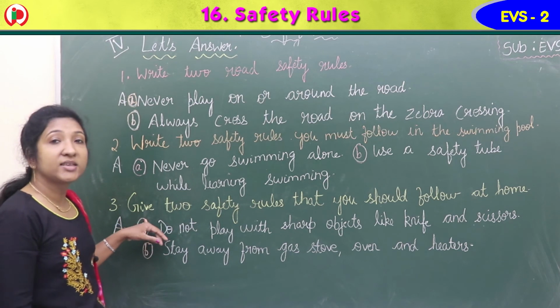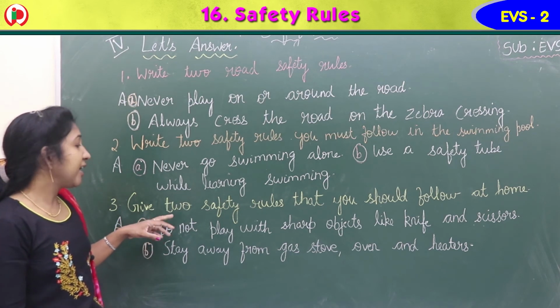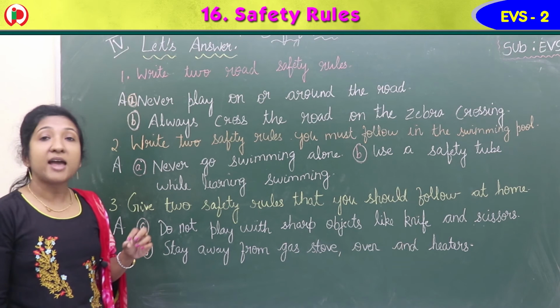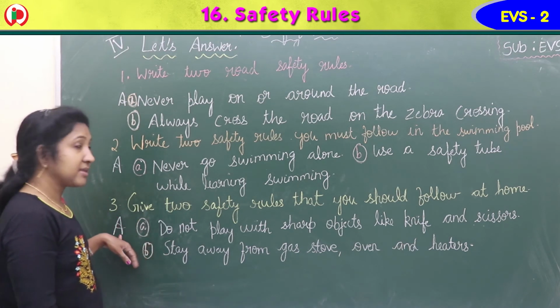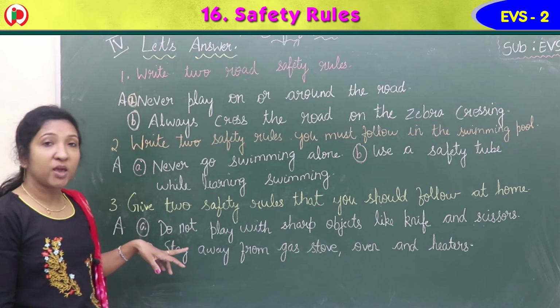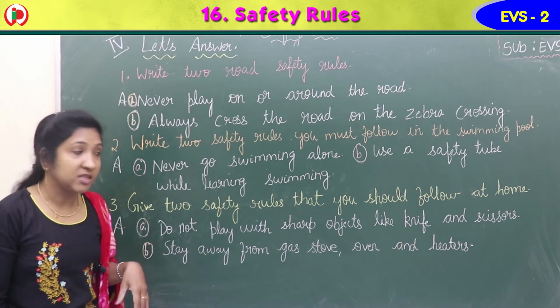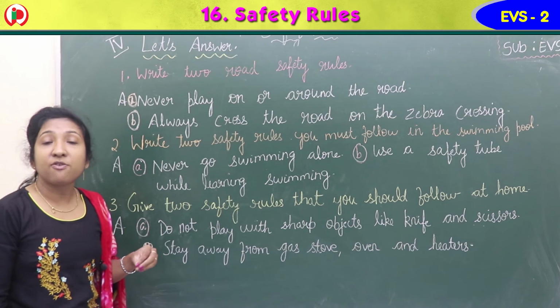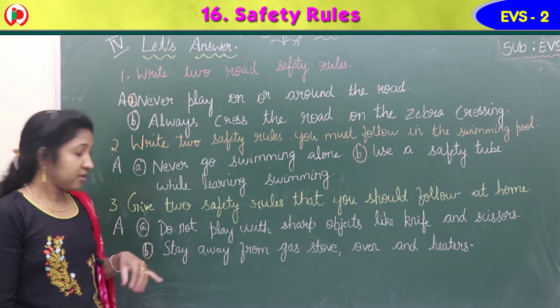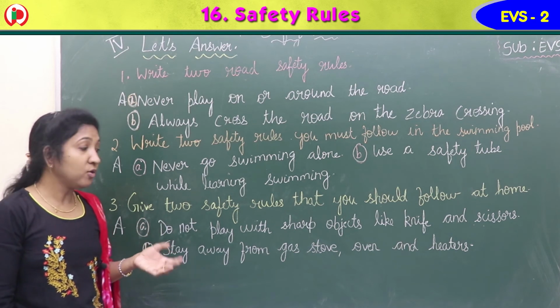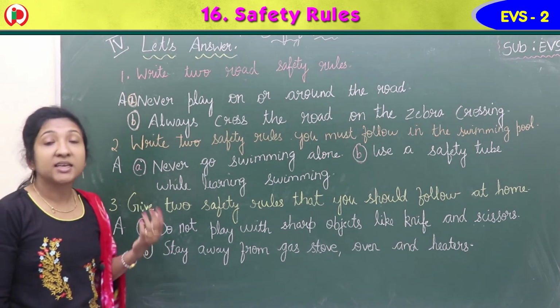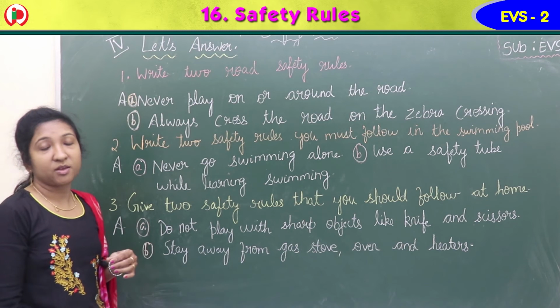Now the third question, the last question. Give 2 safety rules that you should follow at home. Answer A. Do not play with sharp objects like knife and scissors. B. Stay away from gas stove, oven and heaters. Okay, children?